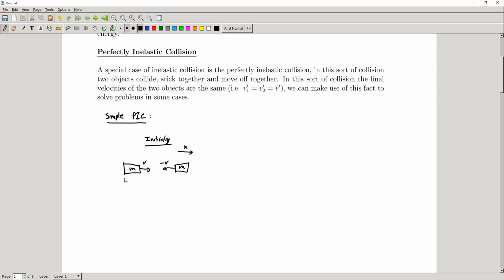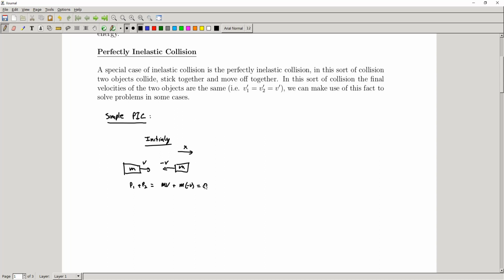So initially, we're going to have some momentum for block 1 plus some momentum for block 2. But we know that that's just mv, and our second block is going to have m and minus v, right? So if we add that up, we're going to see that it gives us a 0, and that's because we have no net initial momentum, right? So the first block has some momentum, and the second block has some momentum, but the net momentum cancels out, and we end up with no net momentum in the system.